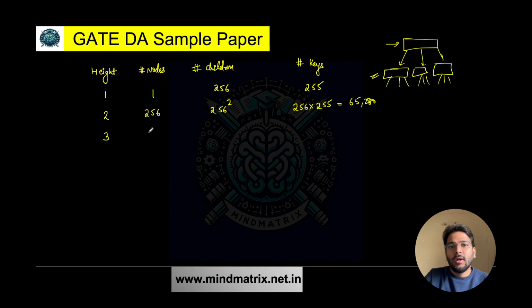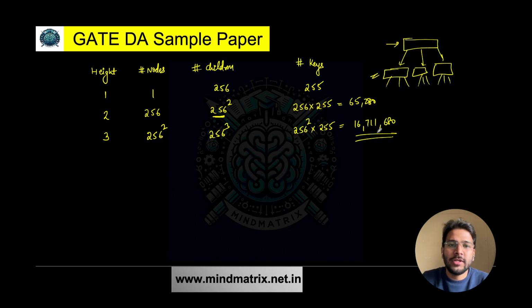So at height 3, how many nodes will be there now? That is going to be equal to the number of children we have at the upper level. So 256 square. And what about the children? It is going to be 256 cube, right? And the number of keys will be number of nodes, that means 256 square multiplied by the number of keys in each node, that is 255. And that will come around as something like this, which is a huge number, which is obviously greater than 1 lakh.